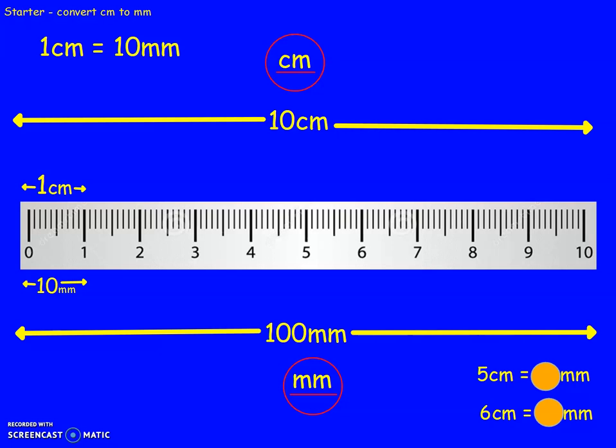If we know that 1 centimetre is 10 millimetres, or 10 centimetres is 100 millimetres, what would 5 centimetres be? Have a little think. Well done if you said 50, because all we do to convert centimetres to millimetres is times this number by 10. 5 times 10 is 50. See if you can work out what 6 centimetres would convert to. Good. If we times it by 10, we would get 60 millimetres. Well done if you got that right.